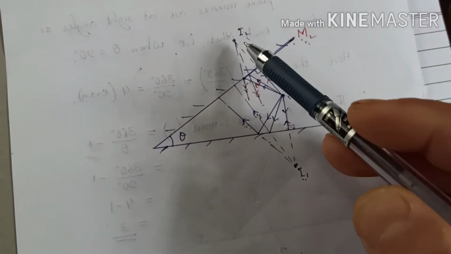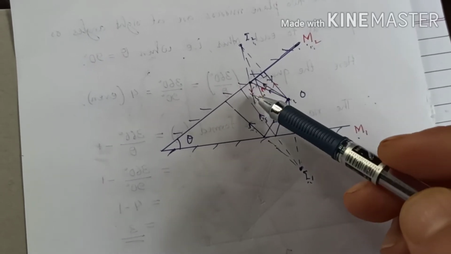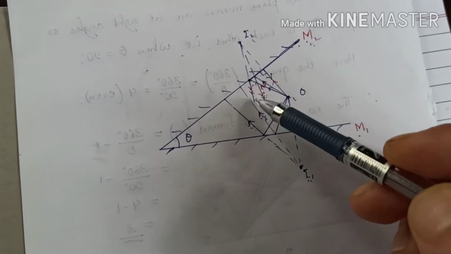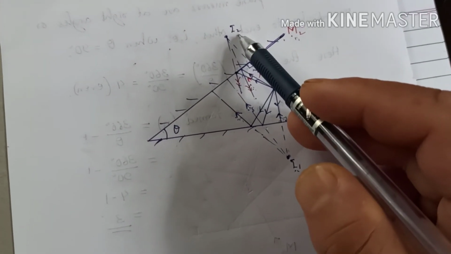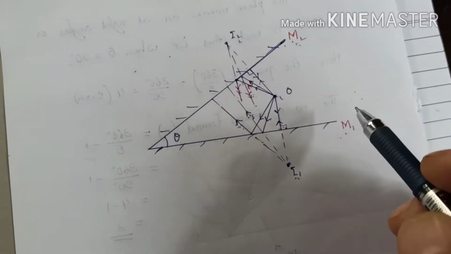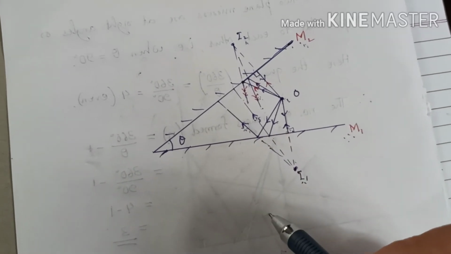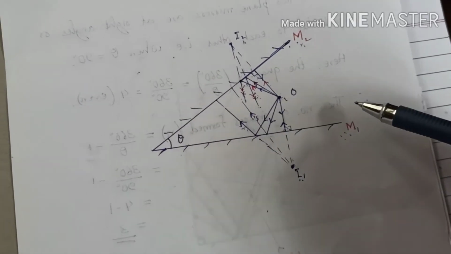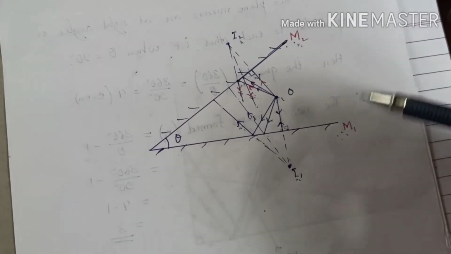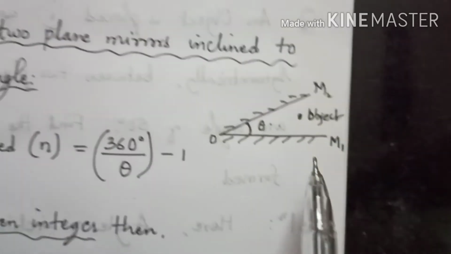Similarly, these rays of light are actually the reflected rays, but they will be incident on the mirror M1. If these rays of light are produced backward, they will meet at I2. So I2 will act like the virtual object for the mirror M1. So mirror M1 will also form its image somewhere here. And the process will continue. So you can see that many images are formed when we have two plane mirrors inclined to each other at some angle. In order to calculate this, we have a formula.